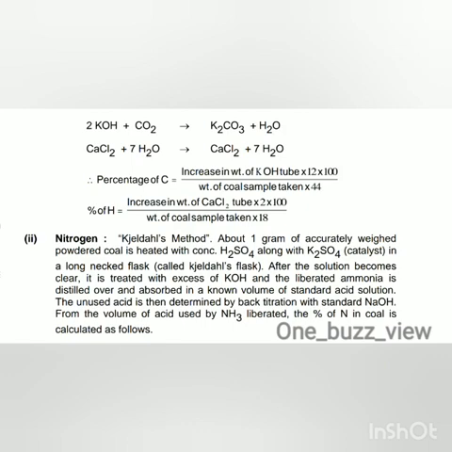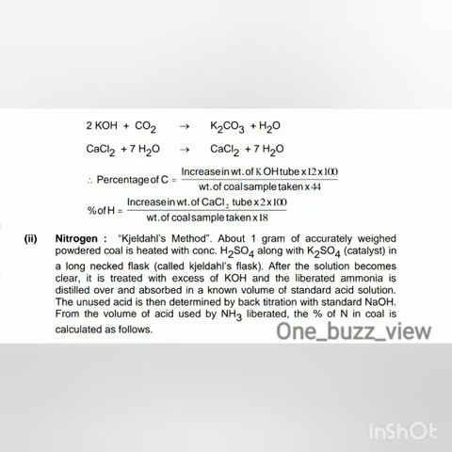We have taken the known weight of KOH tube. So how much has it increased? The increase is the final minus initial weight, into 12 into 100 upon weight of coal sample taken into 44. And the percentage of hydrogen will be calculated as increase in the weight of the CaCl2 tube into 2 into 100 upon weight of coal sample taken into 18.